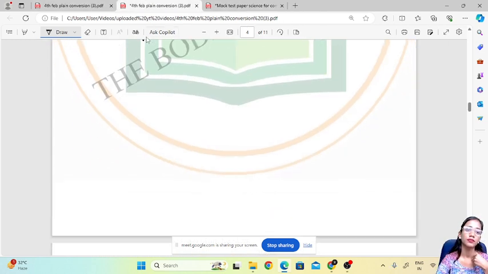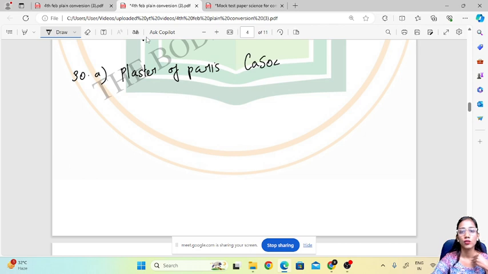Okay, 30A. CaSO4 point half H2O. What is this half H2O? These are the water of crystallization. So it is calcium sulfate hemihydrate. Hemi means half, no? So that's why it is hemihydrate.